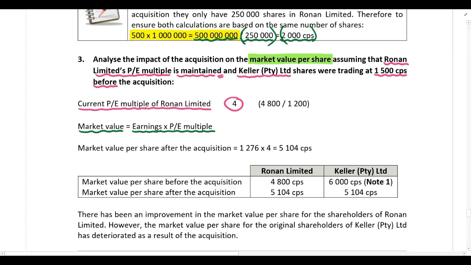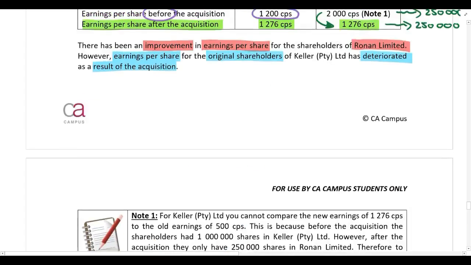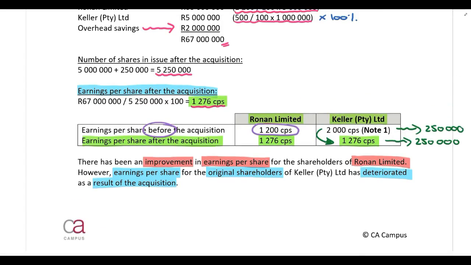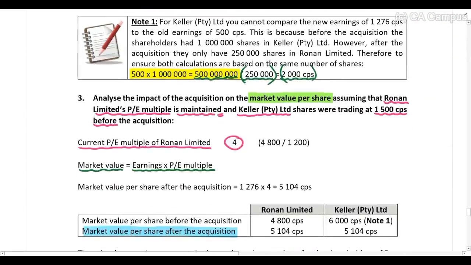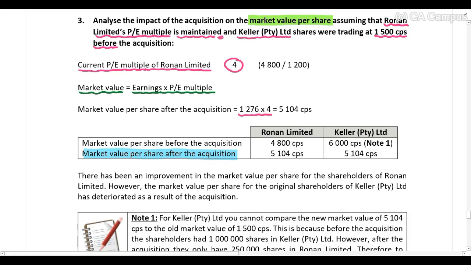So if we want the market value per share after the acquisition, we already calculated the earnings per share after the acquisition. So you can just take those earnings, $1,276. We know that the price earnings multiple is going to be maintained, so that's your price earnings multiple, and you can get the market value per share after the acquisition. So just include that below.